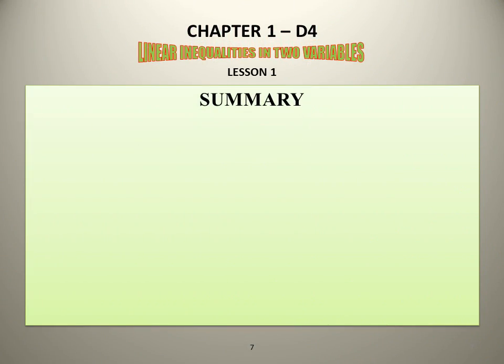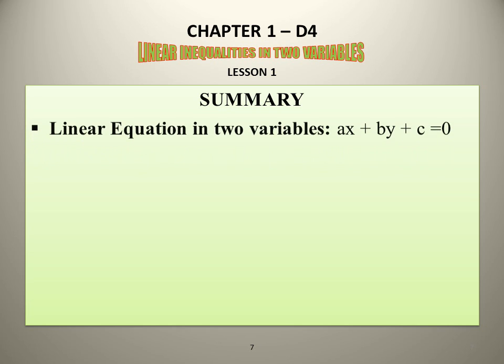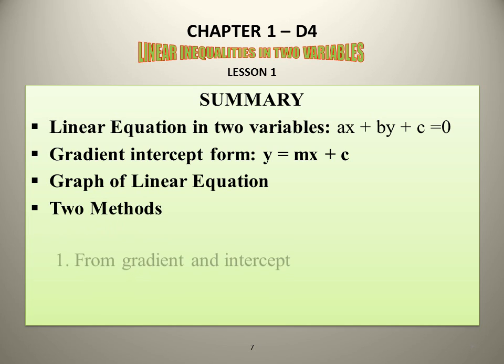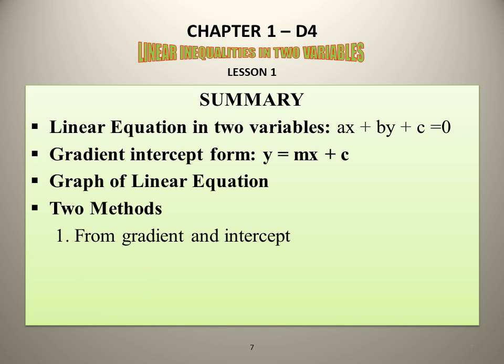Let's look at the summary of the lesson. In this lesson we have studied the linear equation in two variables. This is called the standard form of the linear equation, ax plus by plus c is equal to 0, and this is the gradient intercept form of the equation. Then we have studied how to draw the graph of linear equations. We discussed two methods, one from gradient and intercept and the second one from a pair of points.